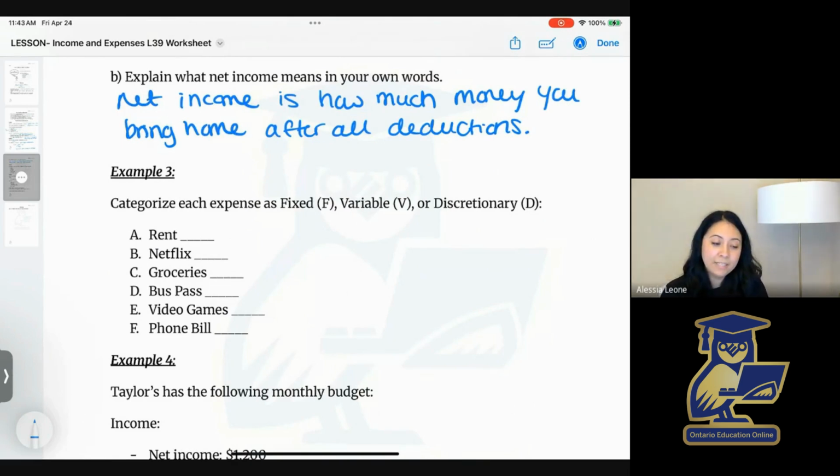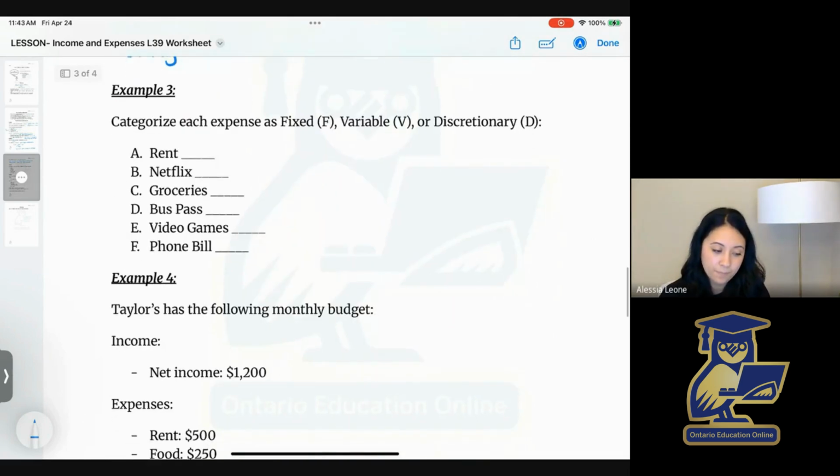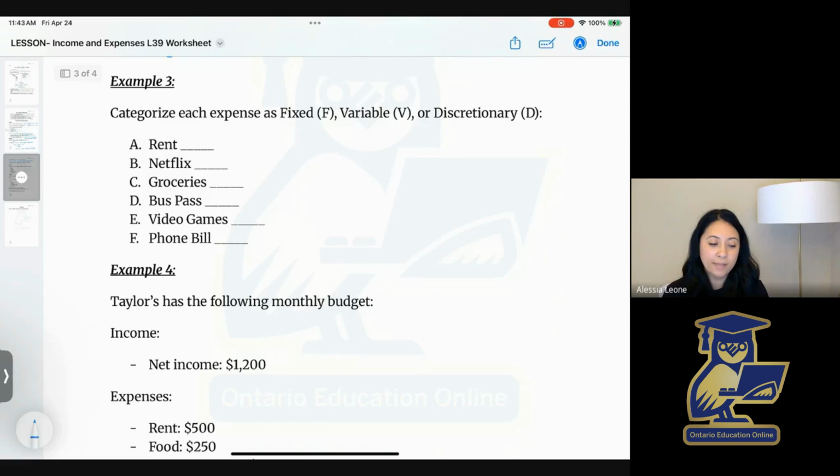We have a list of expenses here. Categorize each expense as fixed, variable, or discretionary. So again, rent, we know, fixed. Netflix, do we need Netflix? I would say Netflix is discretionary. Groceries, we need groceries. We do need to eat. So groceries, it would be variable, but it changes.